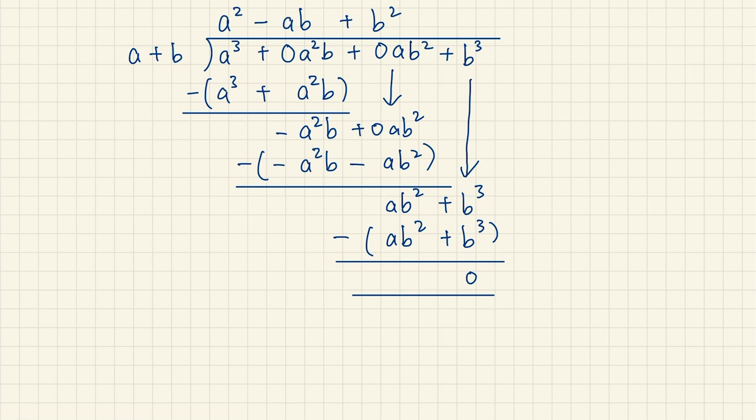So let's take stock of what happens. We have a cubed plus b cubed as our original dividend, and then we have the divisor a plus b times the quotient a squared minus ab plus b squared. This is the identity that I initially started to derive.